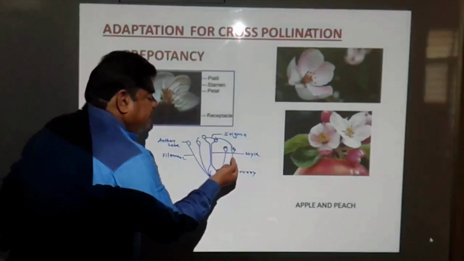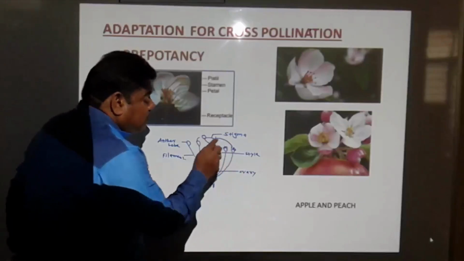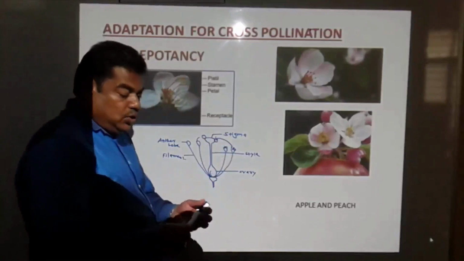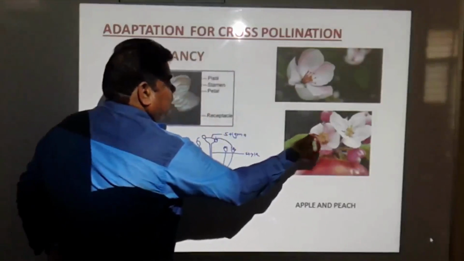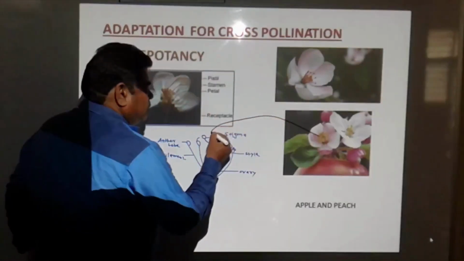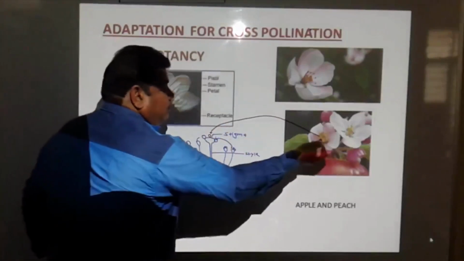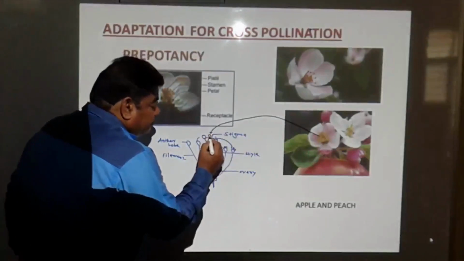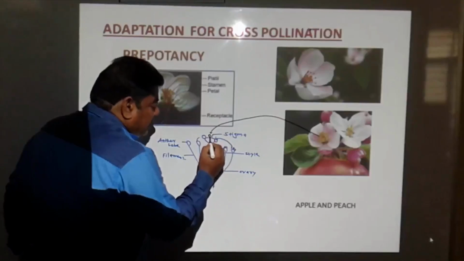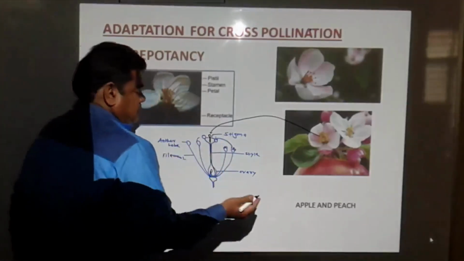When the pollen grain of the same flower gets deposited here by any agency, by wind or by insect, these pollen grains do not germinate. But if pollen grain from another flower, on another plant, is transferred by insect or by air and deposited on the stigma of this apple, then only it forms a pollen tube and germinates. In the pollen tube two male gametes form, and these take part in fertilization in the ovule.